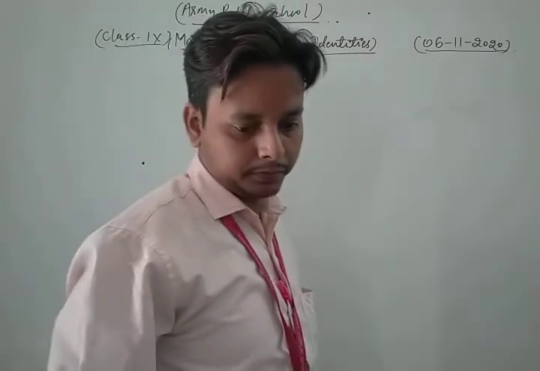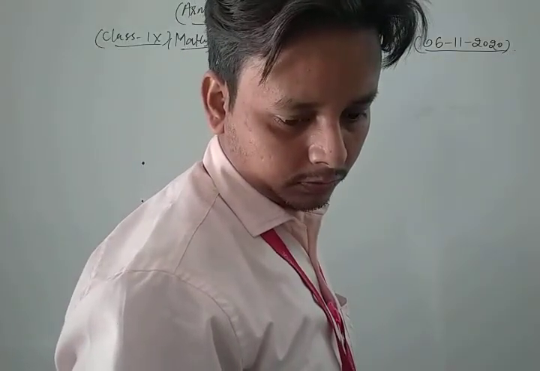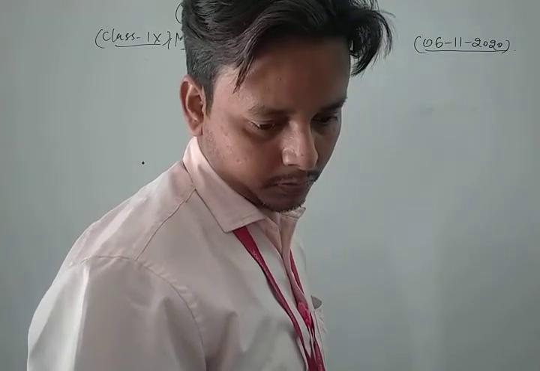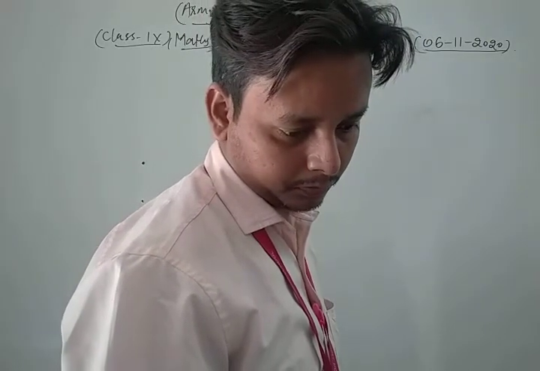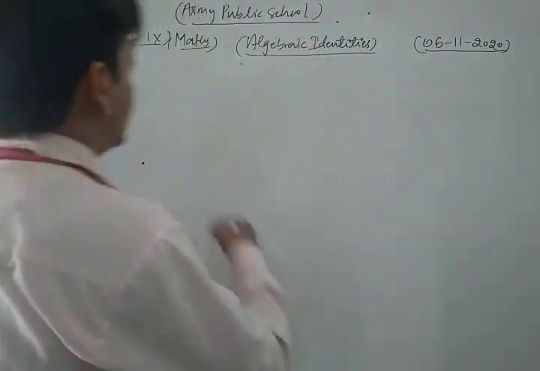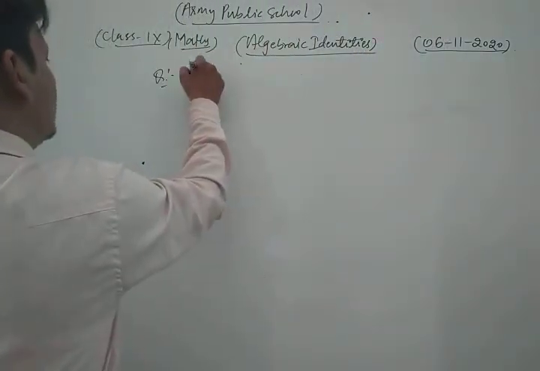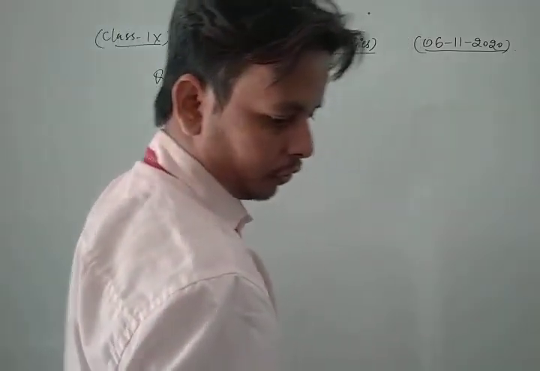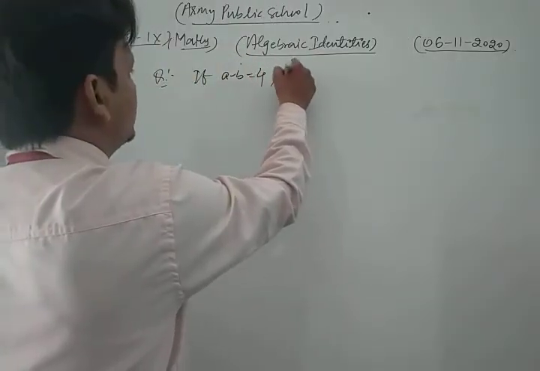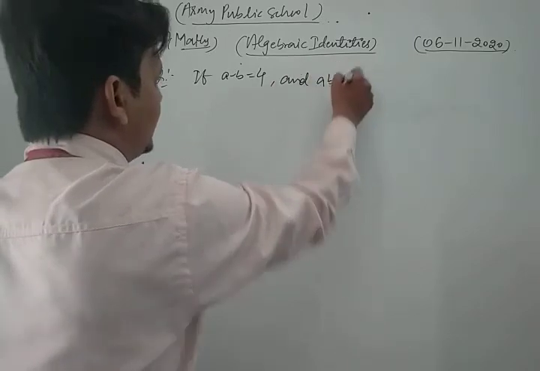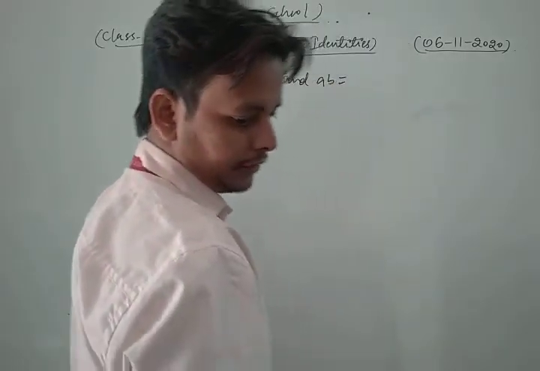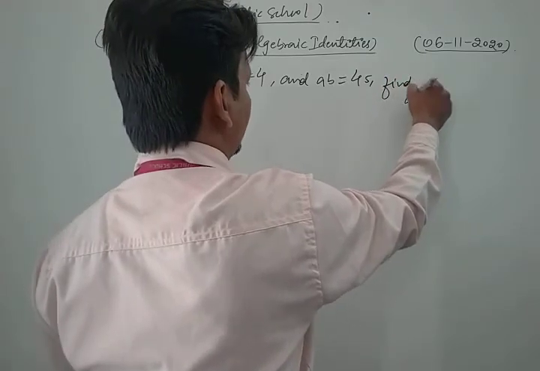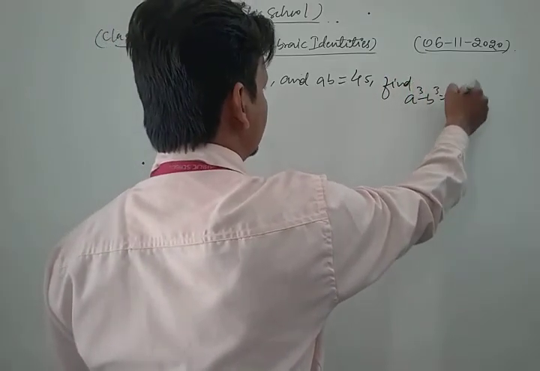Let's see, dear students. Your question is: if a minus b is equal to 4 and a into b is equal to 45, find the value of a cube minus b cube.